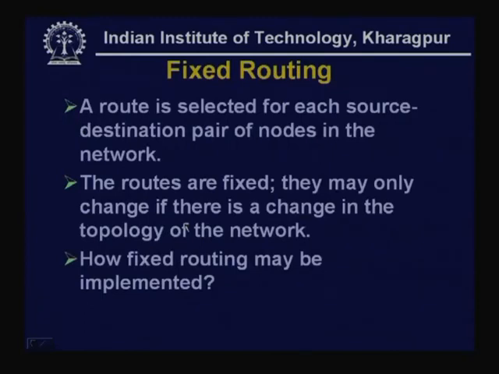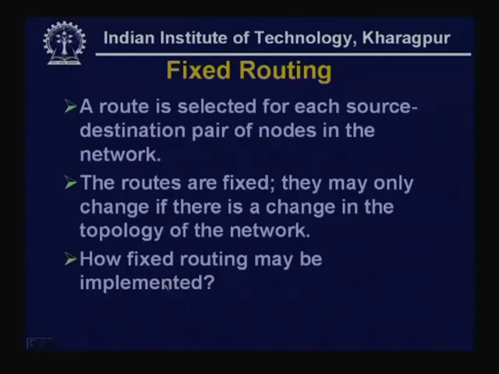So, first let us focus on fixed routing. In fixed routing, a route is selected for each source destination pair of nodes in the network. The routes are fixed; they may only change if there is a change in the topology of the network. That means, for a given topology of the network, the routing is fixed. It changes only when there is a change in the topology, otherwise it remains the same.